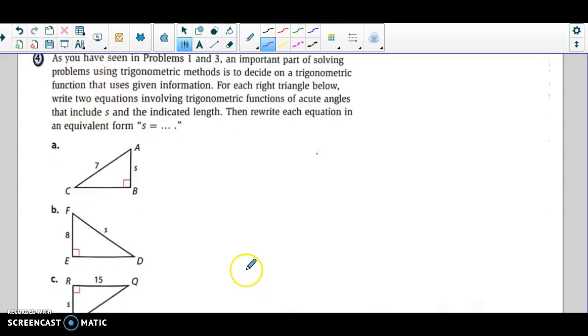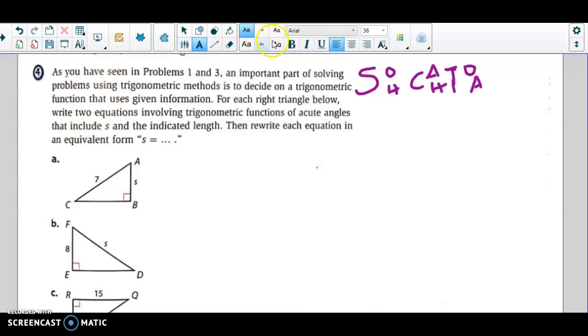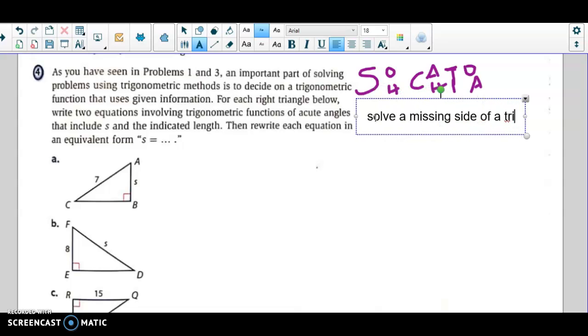Good morning, good afternoon. We're going to continue with using our SOHCAHTOA to solve triangles for missing sides. SOHCAHTOA. Okay, and we're going to use SOHCAHTOA. Ooh, what's up with my T? Our aim and our goal is to solve for a missing side of a triangle. All right, that's our goal.